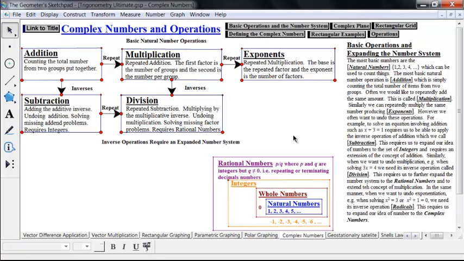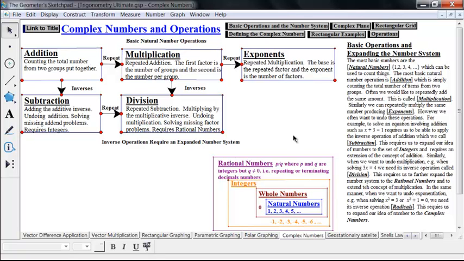So the rational numbers are numbers of the form p over q, fractions, where the top and bottom of the fraction are integers, but the denominator is not 0. This turns out to be the same thing as repeating decimals or terminating decimals. So numbers that are in decimal form, where the form either repeats or terminates.